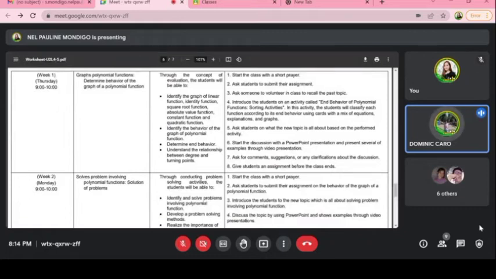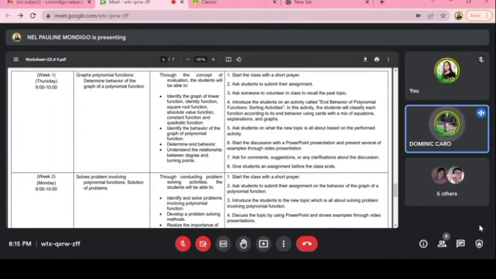the student will be able to identify the graph of a linear function, identity function, square root function, absolute value function, constant function, and quadratic function. Next is identify the behavior of a graph of polynomial function. Next, determine end behavior. Next, understand the relationship between degree and turning points.